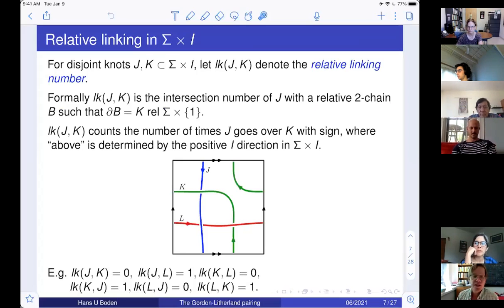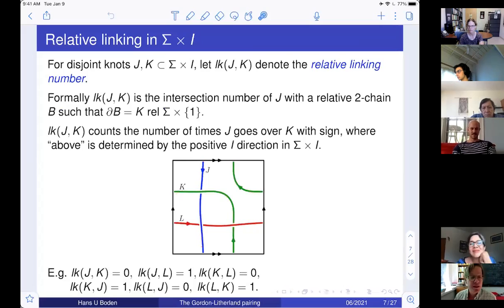You do it just as usual, except only counting where J goes over K. So here's a simple example to illustrate. For instance, if I look at the J curve and the K curve, the J was blue until I redded it, and the K is green. But if you look at J and K, you notice J never goes over K.